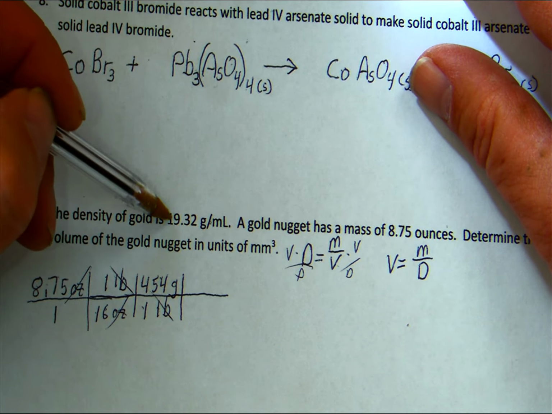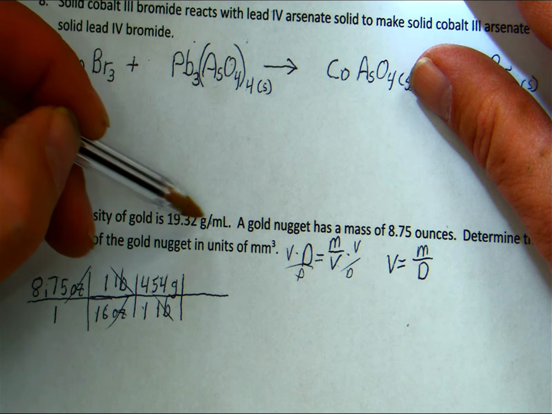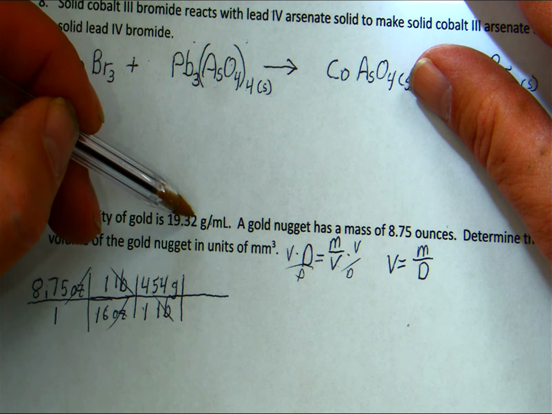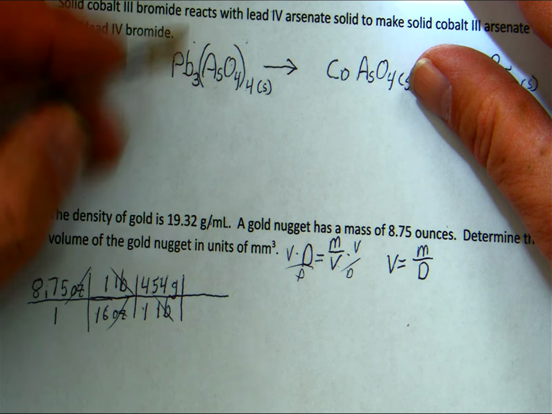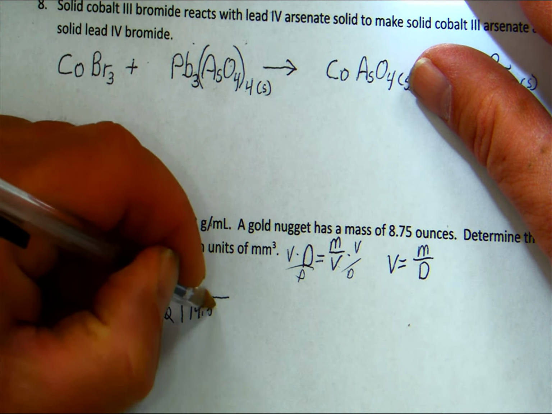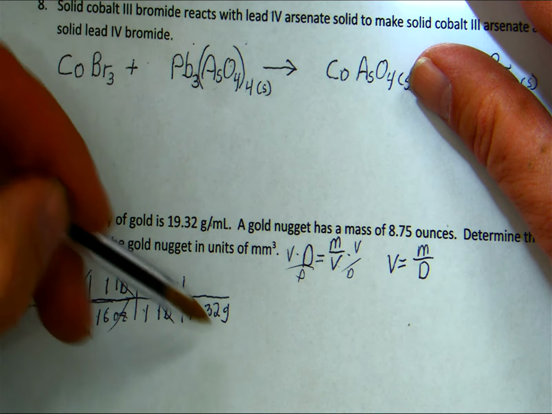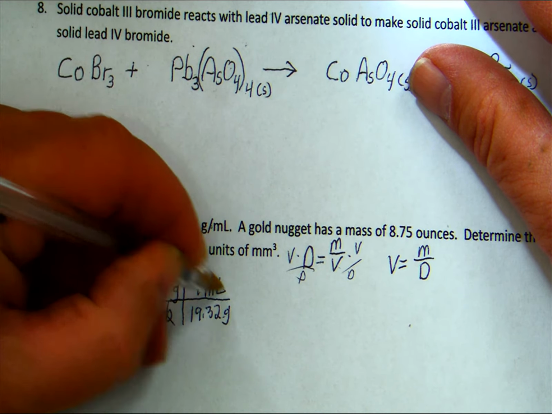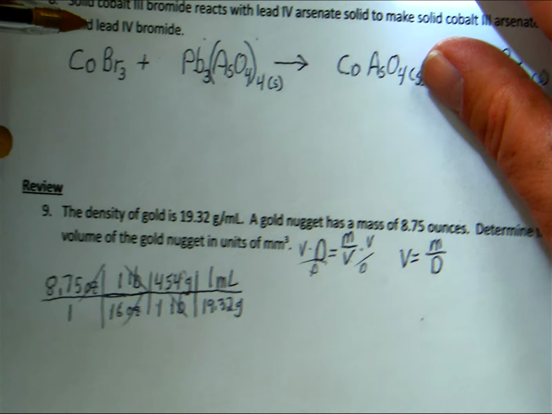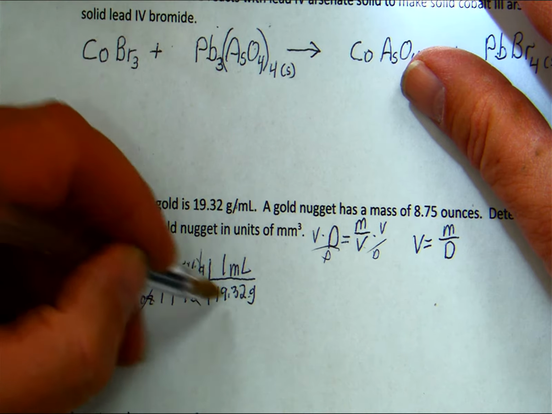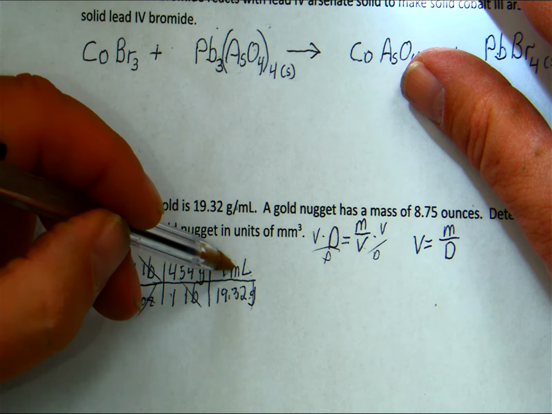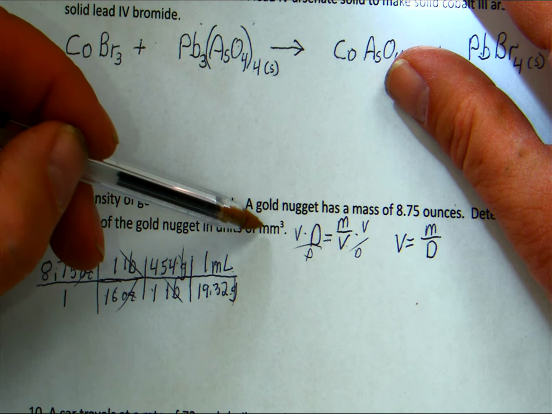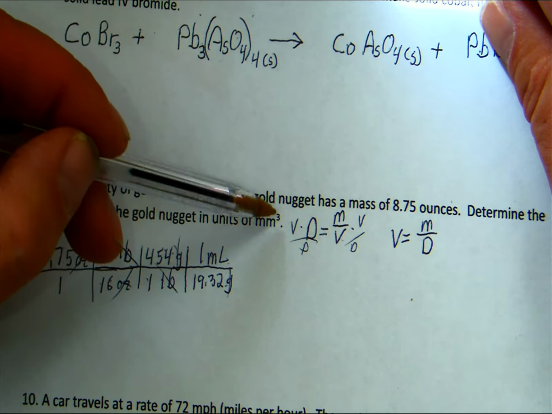And it states here the density of gold is 19.32 grams per milliliter. We're dividing by that, which means invert and multiply. So the 19.32 grams go down below, meaning they will cancel, and the 1 milliliter will go in the numerator. So now our grams will cancel, and we do have a volume in milliliters. However, it's specified to put your answer in units of cubic millimeters.